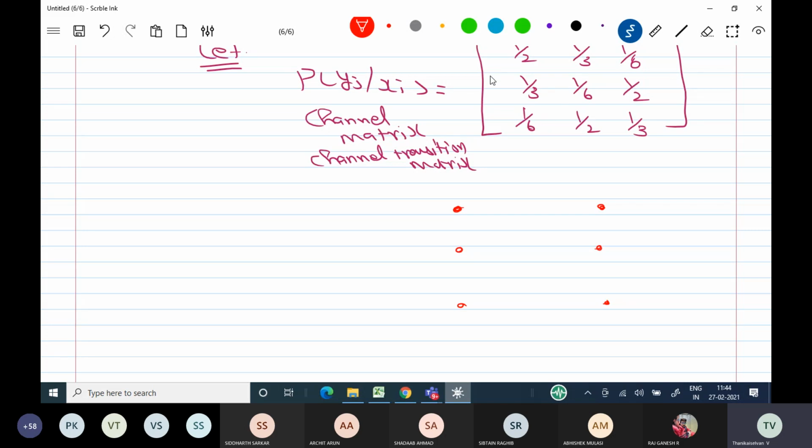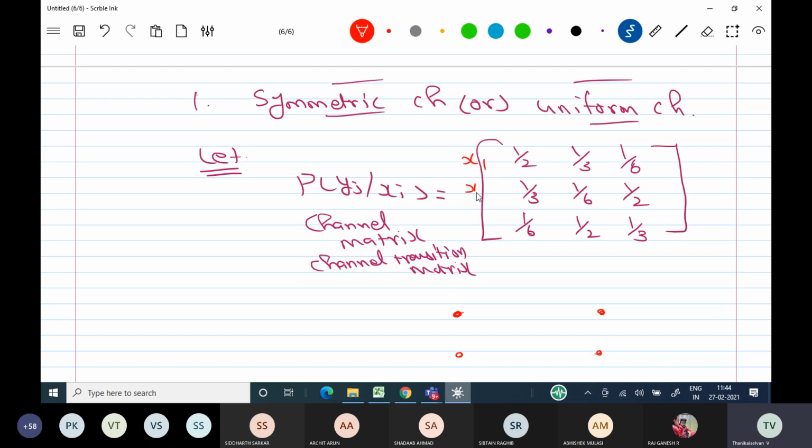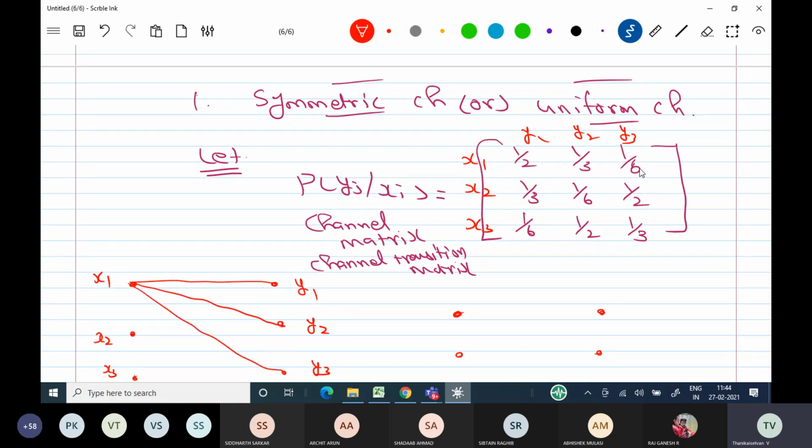This diagram is very easy because there are three symbols here: x1, x2, x3, y1, y2, y3. Based on the corresponding coordinates, you make the connections. Here 1, 2, 3. X1 is here, x2 is here, x3. Then y1, y2, y3. I am making the connection now. x1, y1 is connected, x1, y2 is connected, x1, y3 is connected, because all the probabilities are available.